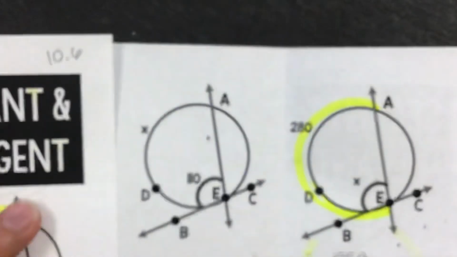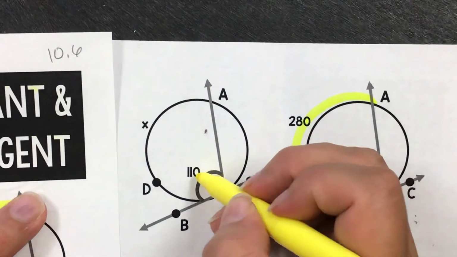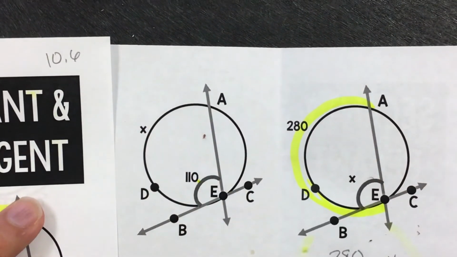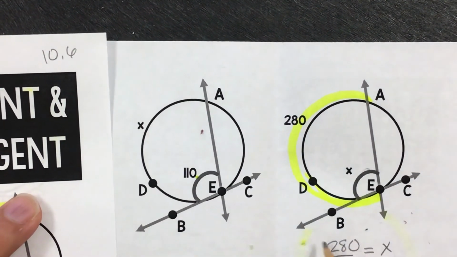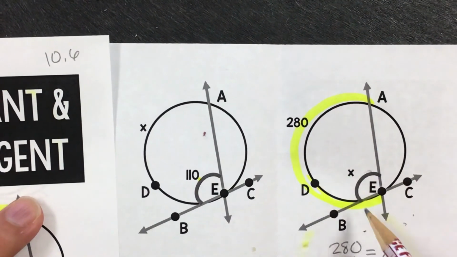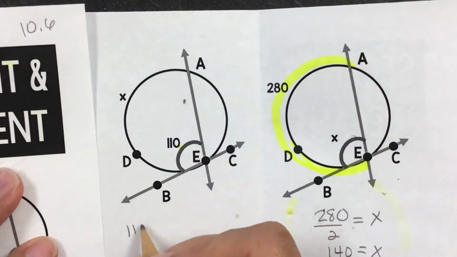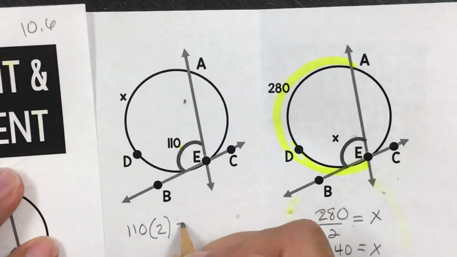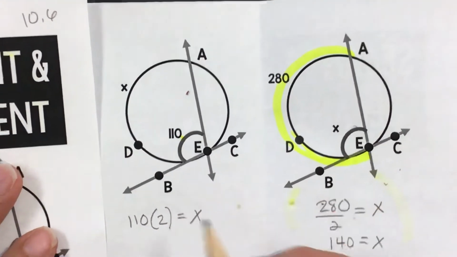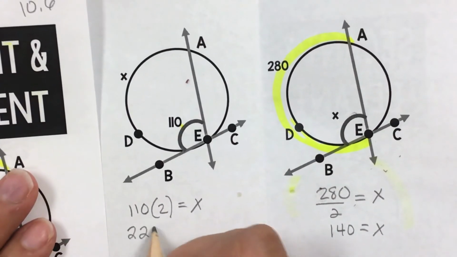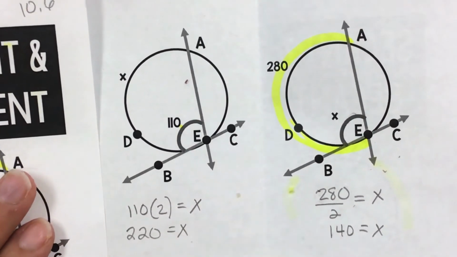Let's do this one over here. So this time they gave me the angle and they want that arc measure. So if you take the arc and you have to divide by 2, that means that the angle times 2 is going to give you the value of the arc. That means 220 is equal to x.